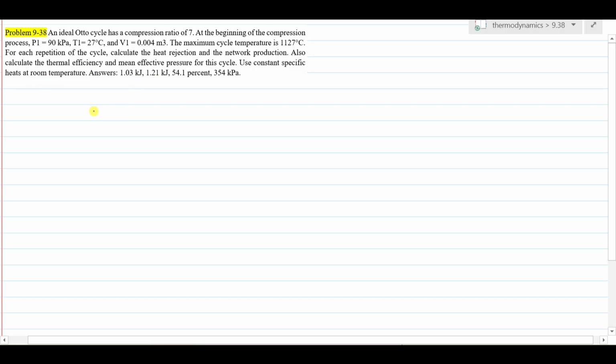So let me write the data that is given in the statement. Compression ratio is given, and it is equal to V1 divided by V2. V1 is the maximum volume of the cycle, V2 is the compressed volume, and the ratio is 7. The initial temperature is 27 centigrade, add 273 to convert into Kelvin, and it will be equal to 300. Pressure P1 is 90 kilopascal. The maximum temperature of the cycle, T3, is 1127 centigrade, add 273 to convert into Kelvin, and it will give you 1400 Kelvin. The initial volume V1 is given as 0.004 meter cube.